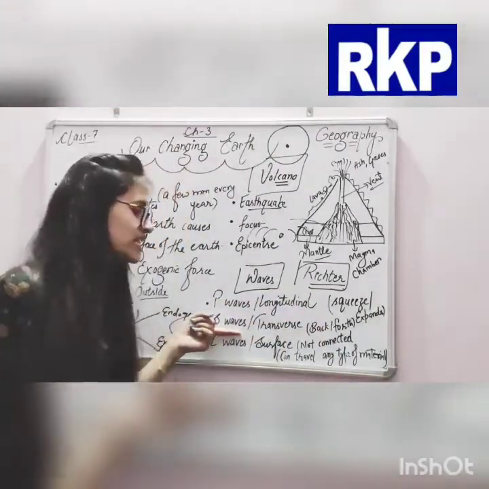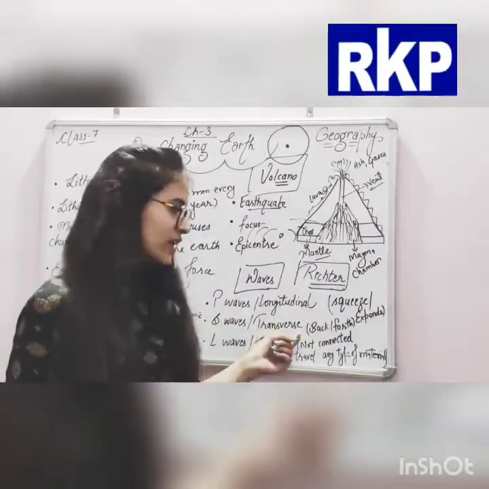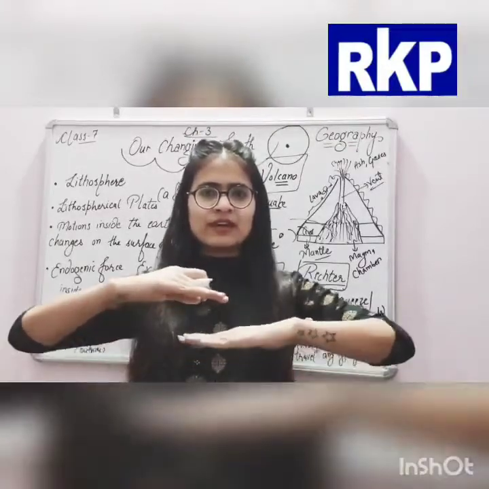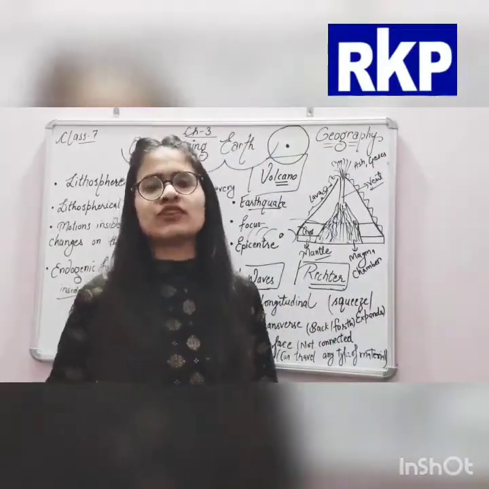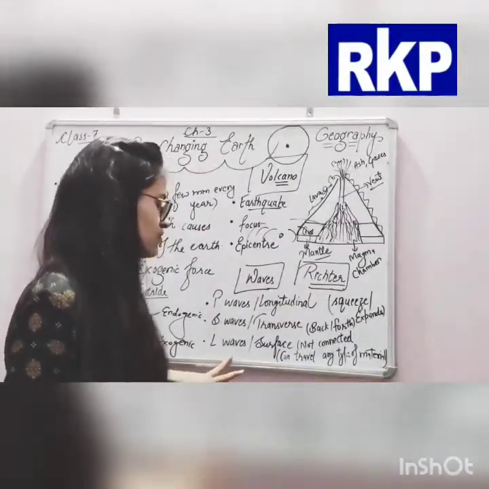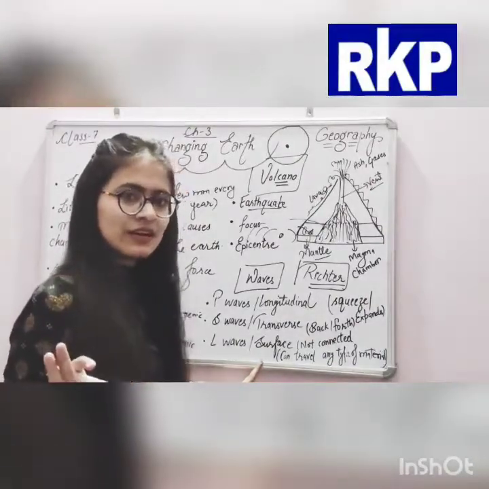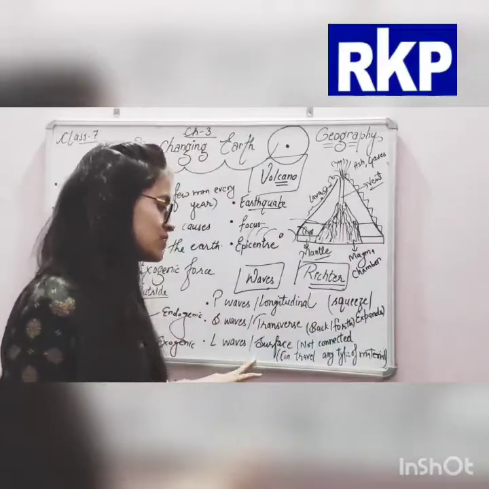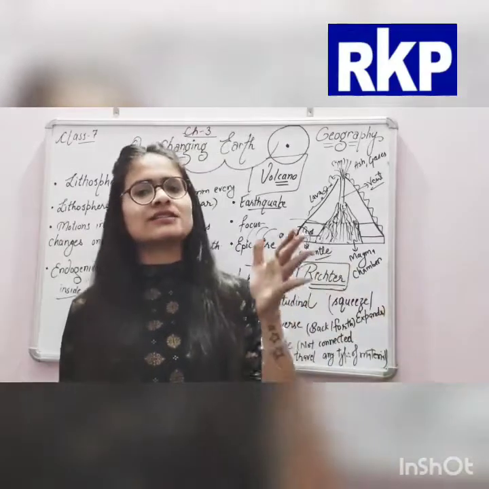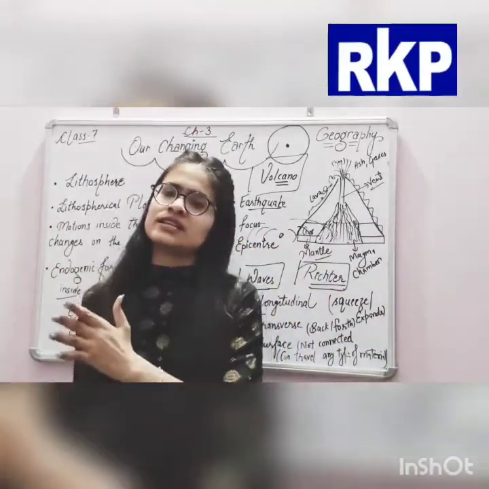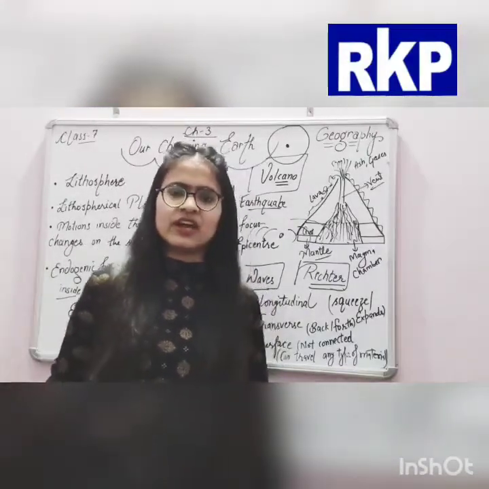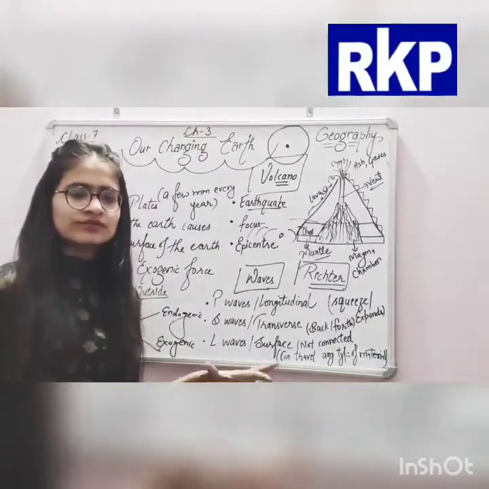Okay, the next is S waves or transverse. Okay, these move back and forth, like this, back and forth, back and forth. So these types of waves are known as S waves or transverse waves. Next is L waves or surface waves. They are not connected to each other, but still they can travel through any type of material, whether that is solid, liquid, or gaseous form. I hope this is clear to you all.